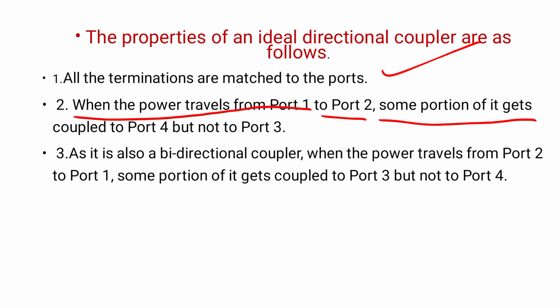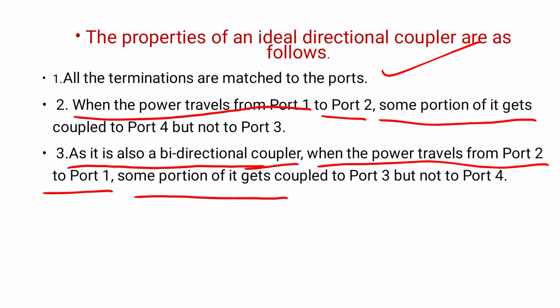And as it is also a bidirectional coupler, it acts as a bidirectional coupler because in two directions it couples the power. When we incident a power at port 1, it couples that incident power to port 2 as well as port 4. That's why we call it a bidirectional coupler. When the power travels from port 2 to port 1, some portion of it gets coupled to port 3 but not to port 4. It is similar to the second point.